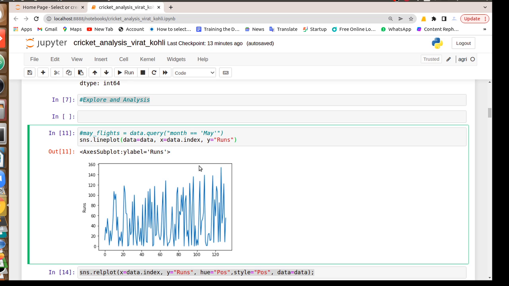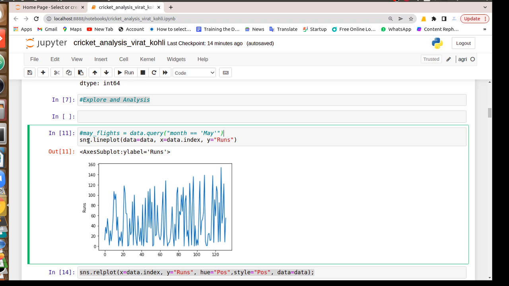First thing is we'll try to plot the runs with the matches. That is index, nothing but matches from 2008 to 2017. You can see here the runs average, as we saw in the description, he got very less runs, very few times. His average is above 70 at max. When you see above 70, you can see in the graph there are many spikes which go above 70. That's what we described above mathematically, but we are visualizing it here.